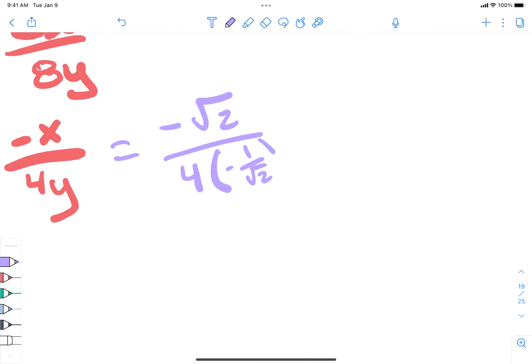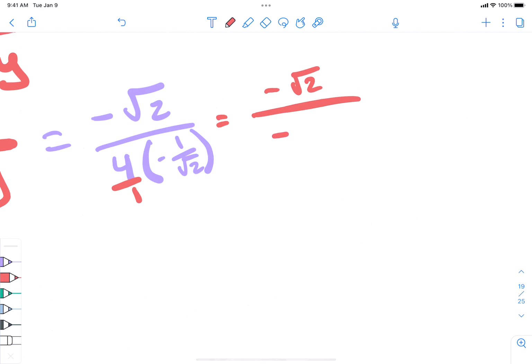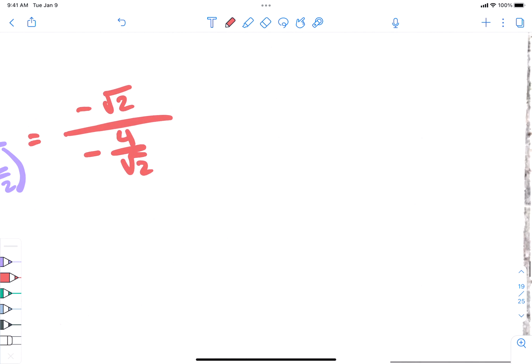Okay, so let's simplify some stuff. On the bottom, we've got 4 over 1, so let's do that to start with. I'm just going to let this negative square root of 2 chill on the top. On the bottom, if we multiply by 4 over 1, we have negative 4 over the square root of 2. If I make that top square root of 2 a fraction, the square root of 2 over 1, you see that? Now I can keep-flip.